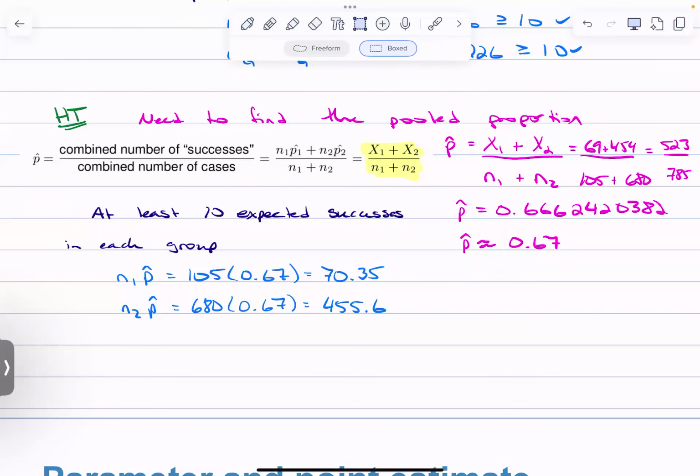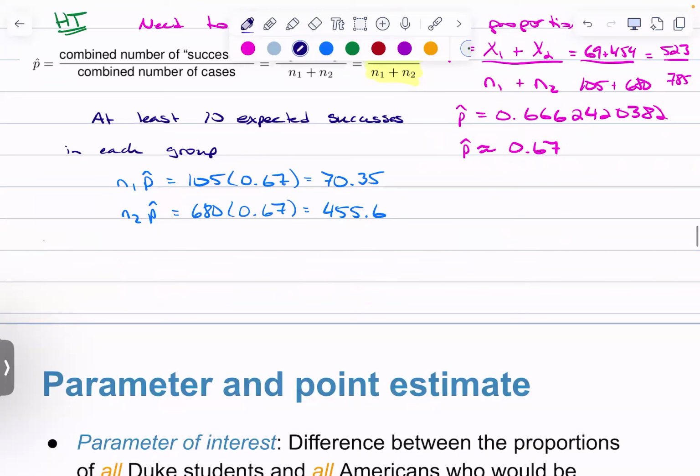And looks like I need 3 lines, and I've got it. I also need 10 expected failures in each group.